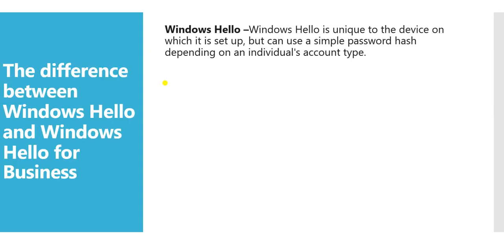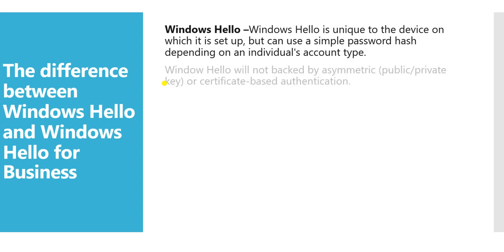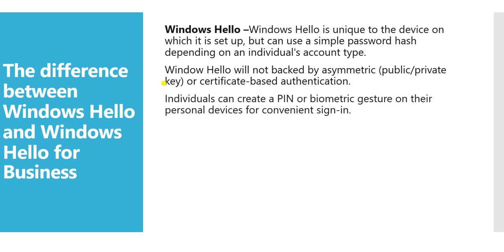So now let's understand the difference between Windows Hello and Hello for Business. Windows Hello is unique to the device on which it's set up, but can be a simple password depending on the individual account type. Windows Hello will not be backed by a public or private key or certificate authentication, and the individual can create a PIN or biometric gesture on their personal device for convenient sign in.